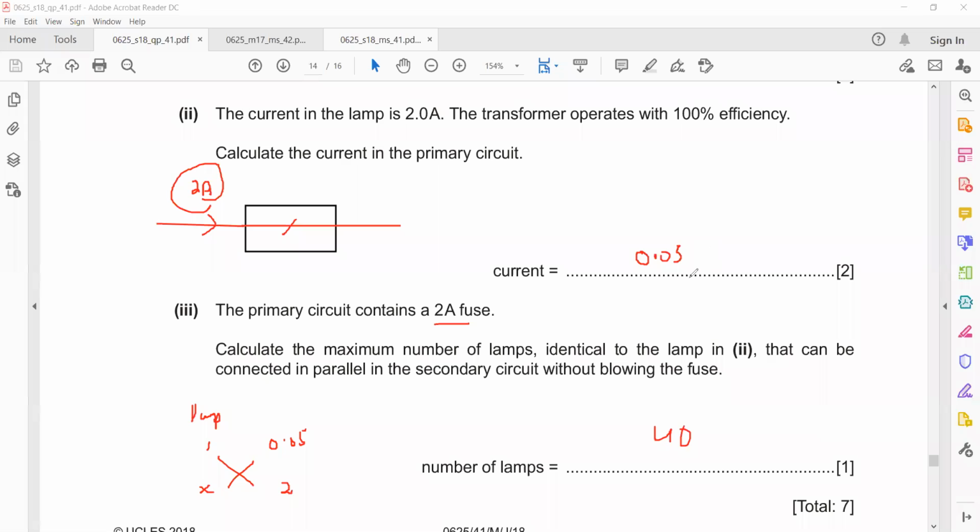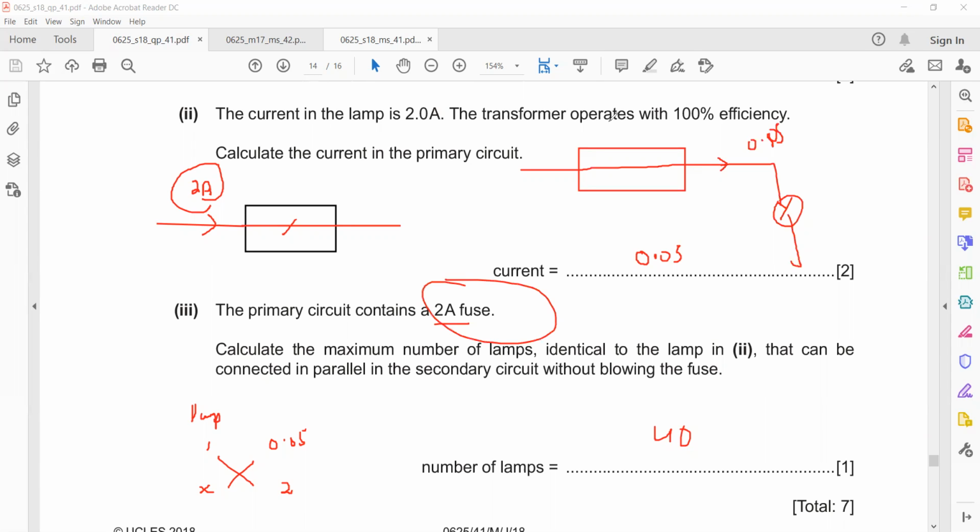Yes, you can use a ratio here to identify how many lamps can be connected. Basically, when one lamp is connected, it needs 0.05. But how many lamps should be connected so that the current in the fuse will be 2 before it melts? So the fuse will melt after 2 ampere.